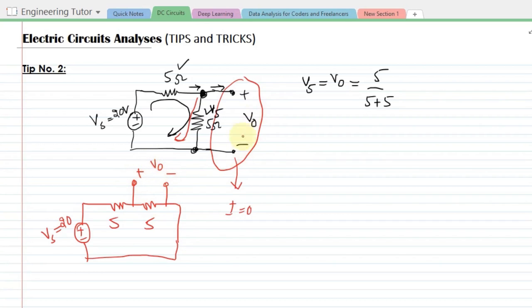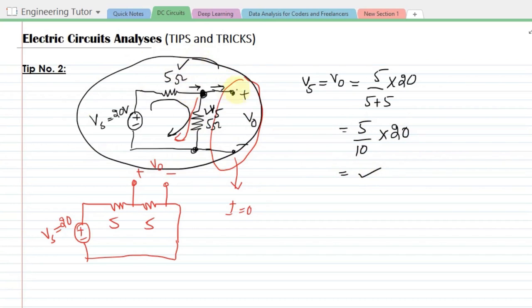This is the same scenario which is here. So 5 divided by 5 plus 5, multiplied by how much? Multiplied by the source voltage, which is 20. So 5 divided by 10 multiplied by 20, and this will give me the answer of this circuit here.